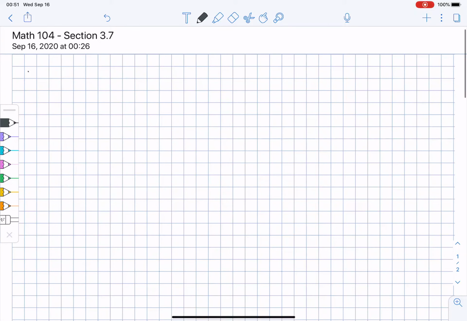Okay, so 3.7 is rational functions. And you'll be happy to know that I have stopped reading the book again because their examples were just too ridiculous. So, definition.